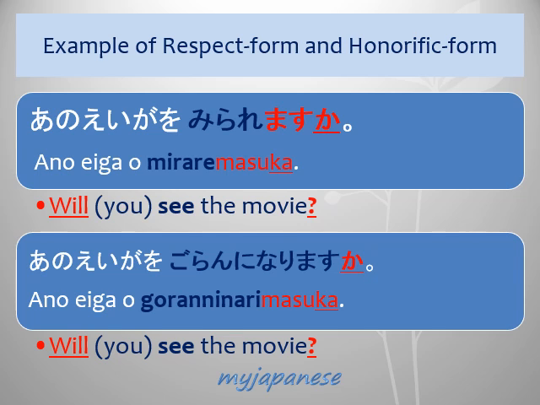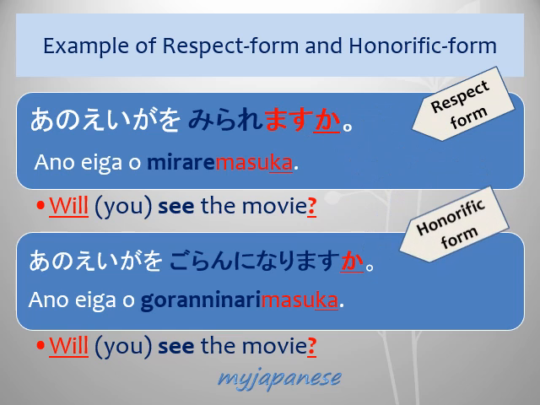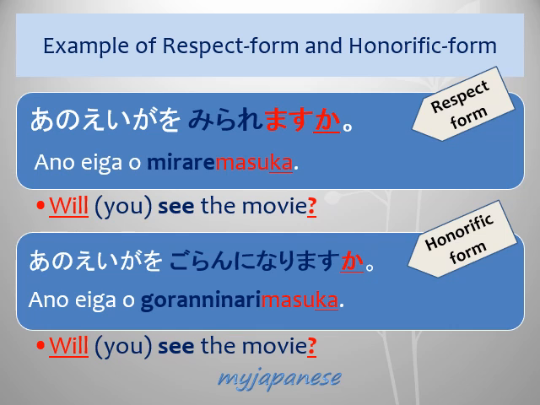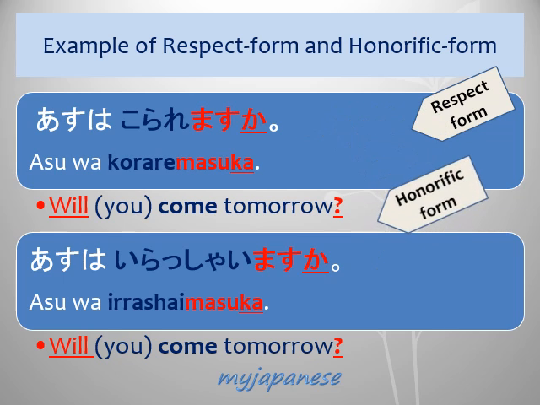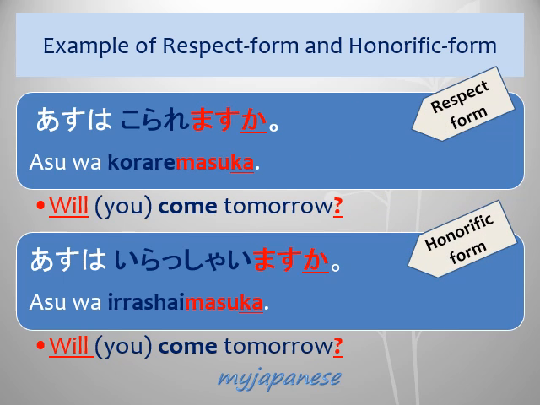Example sentences of respect form and honorific form. あの映画を見られますか? Will you see the movie? あの映画をご覧になりますか? Will you see the movie? Let me show you one more example of respect form and honorific form. 明日は来られますか? Will you come tomorrow? 明日はいらっしゃいますか? Will you come tomorrow? They have the same meaning, but the honorific form shows higher respect.